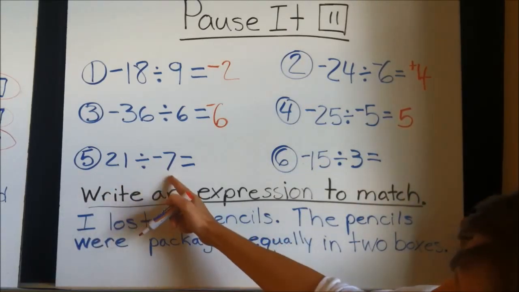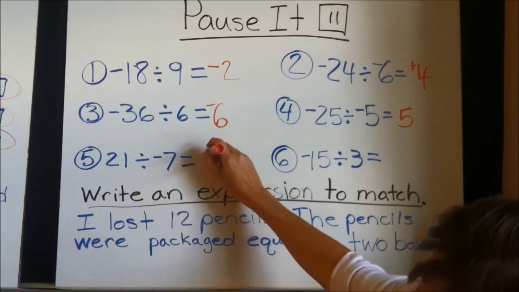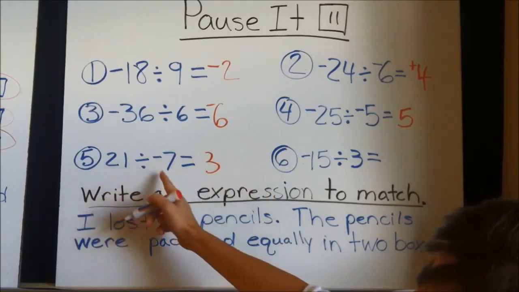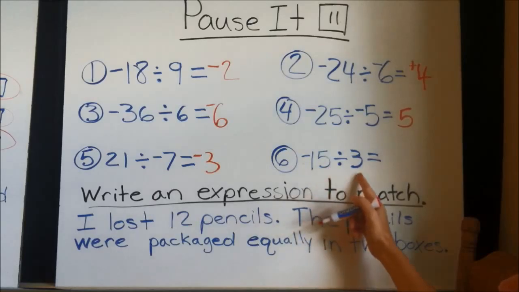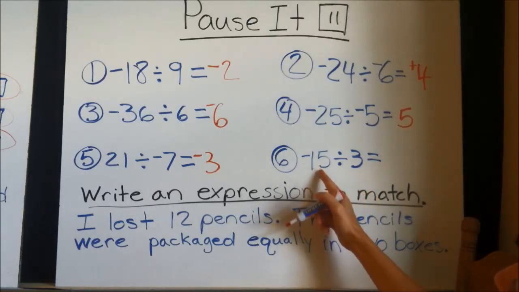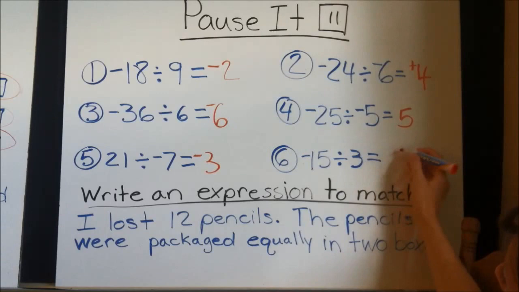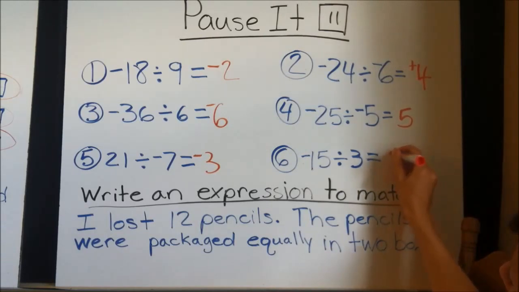21 divided by a negative 7. 21 divided by 7 is just 3. Positive divided by a negative is a negative. Negative 15 divided by 3. 15 divided by 3 is 5. And a negative divided by a positive is a negative.